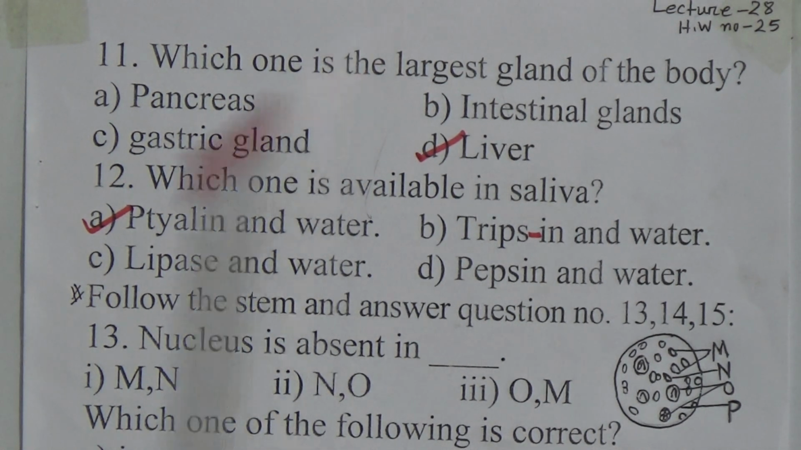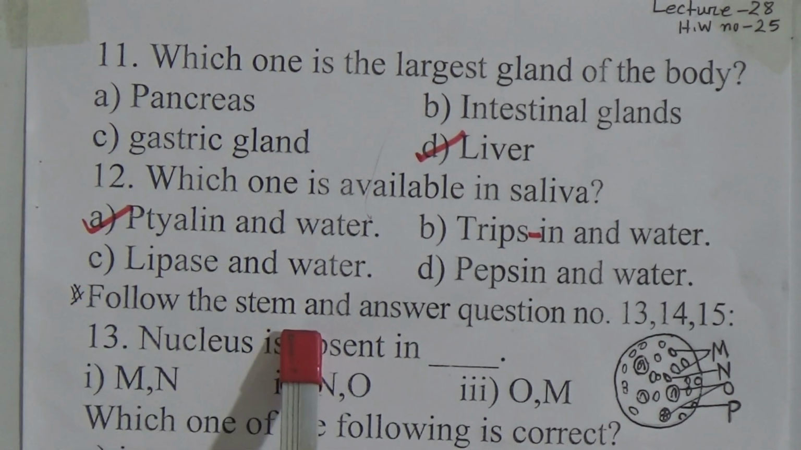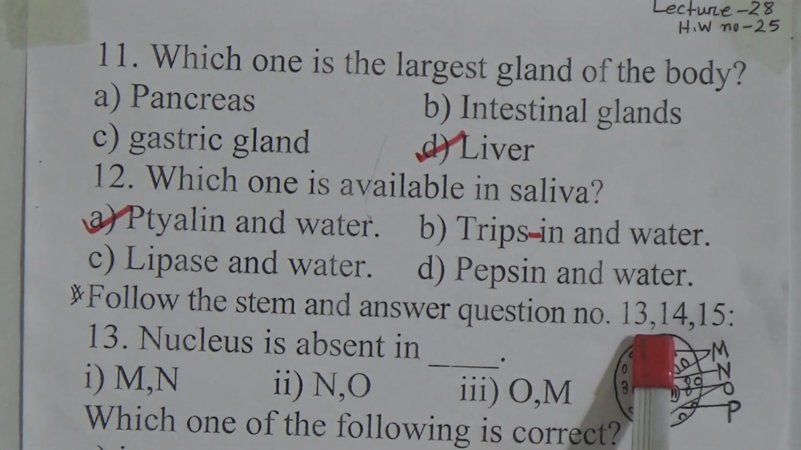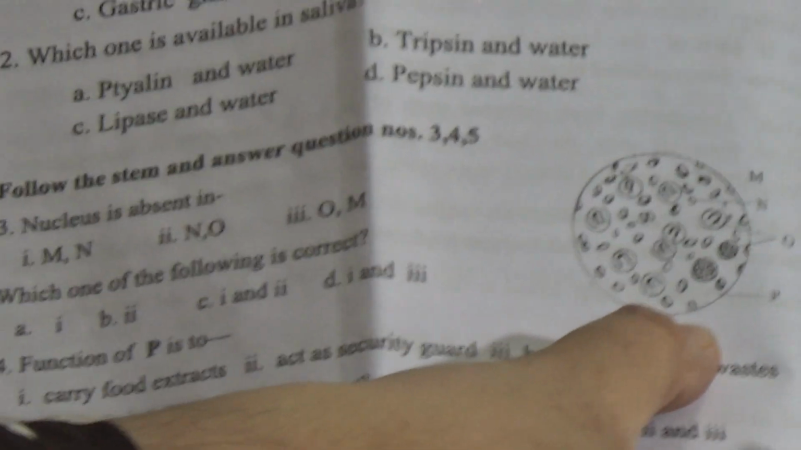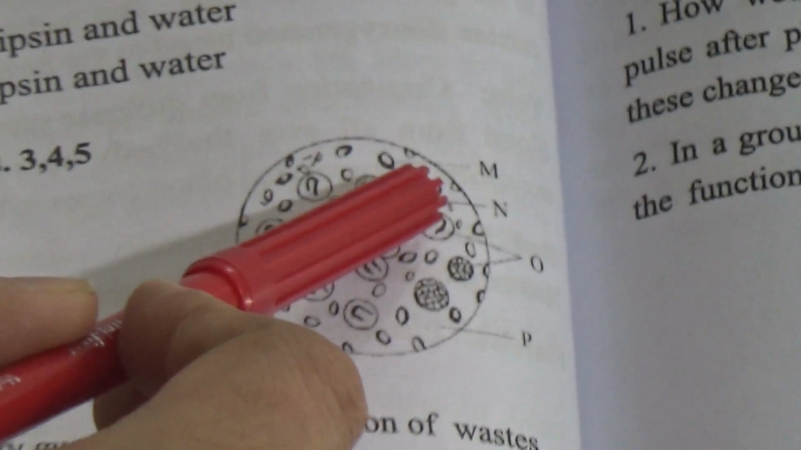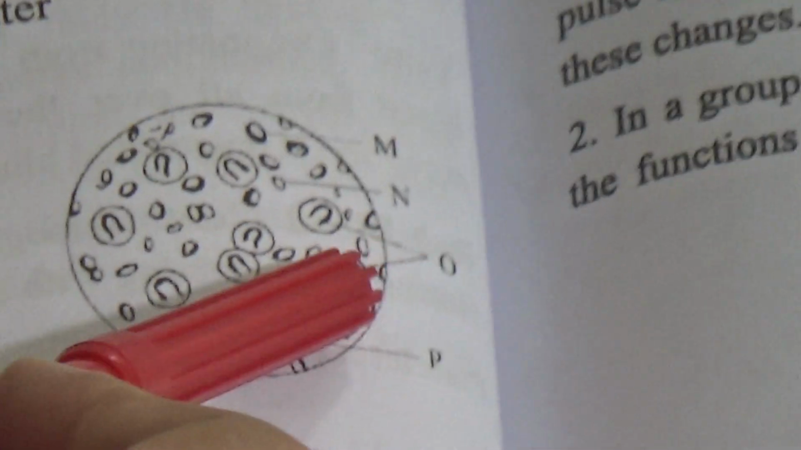Now here is the stem. Follow the stem and answer questions 13, 14 and 15. Here is the stem, according to your book. You can see this is page number 58. Here is the picture. This is the stem and the label is here M, and this one is N, and here are O and P.